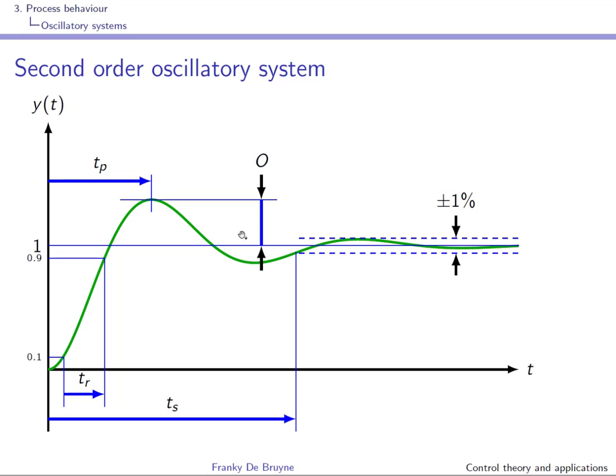The overshoot is shown over here. It's the peak value of PV minus the steady state value, right? And very often this overshoot is expressed in percent, and we speak of percentage overshoot. So the overshoot is expressed as a percentage of the steady state value.